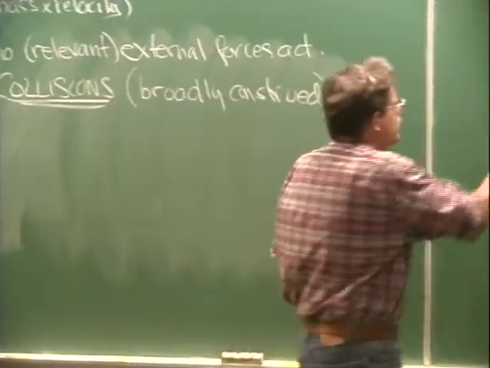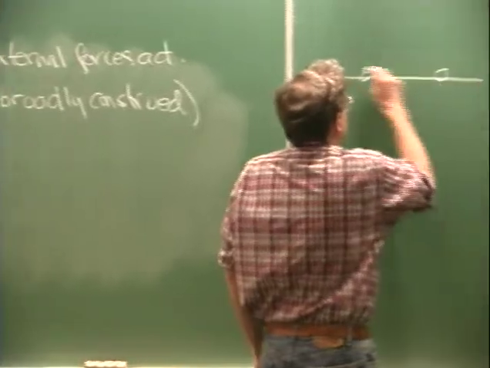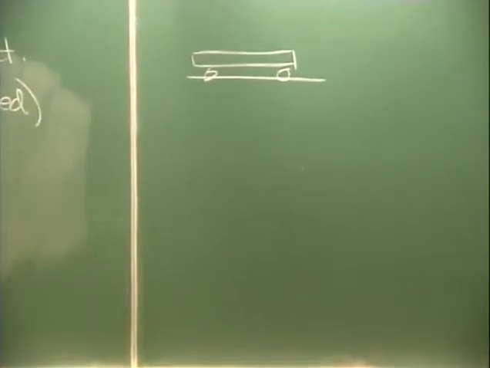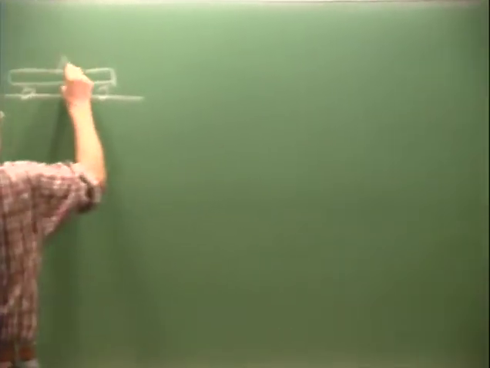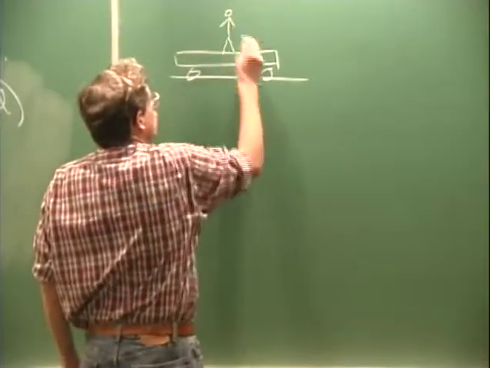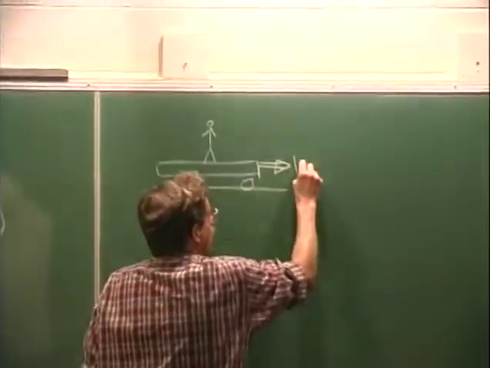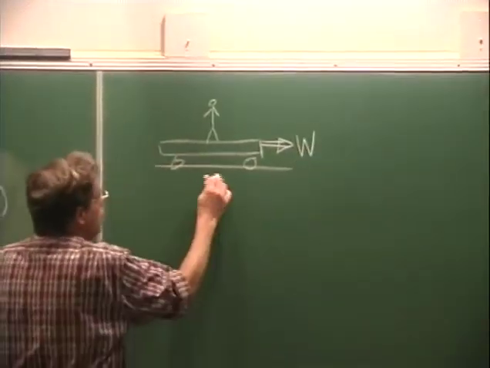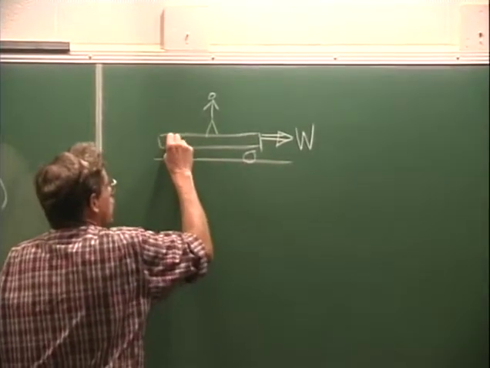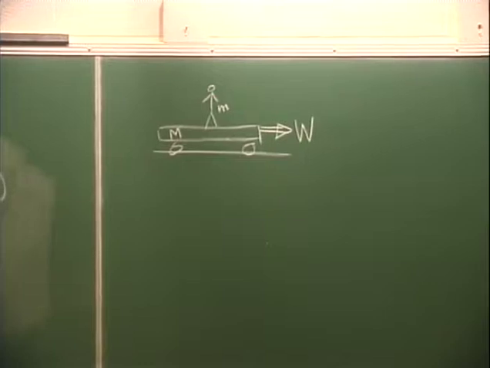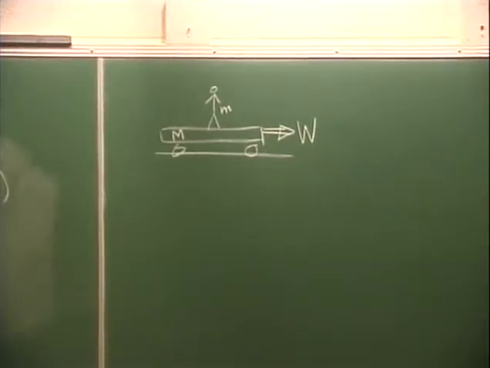Do you remember what that was? There was a railroad car, supposedly a completely frictionless railroad car. And there's some turkey that's standing on here, and the whole thing is going along at a speed, I think it was called W in the problem. So the cart has a mass M, and the guy has a mass little m, and he's just standing there for a moment. So there's this before.